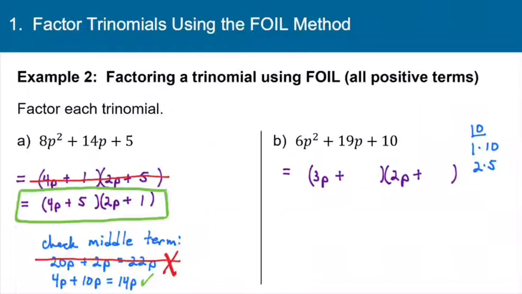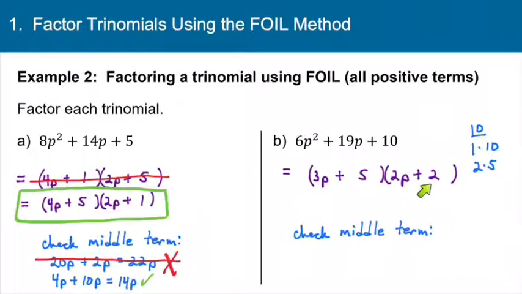So we need to just choose a pair of numbers, put it in here, see if we can get the right middle term. If we don't get the right middle term, we'll change the order and try again before we cross out that pair of numbers and try the next. Now I'm going to try the 2 times the 5. And I'm going to put the 5 here and the 2 here. And let's check our middle term and see what we get.